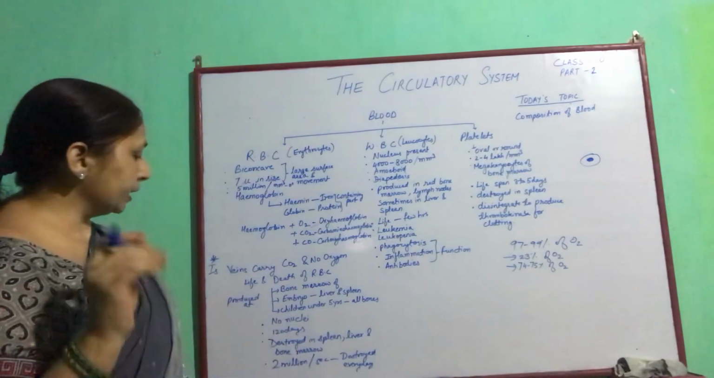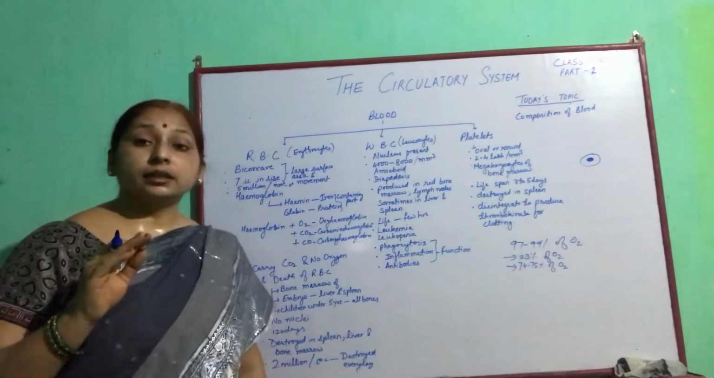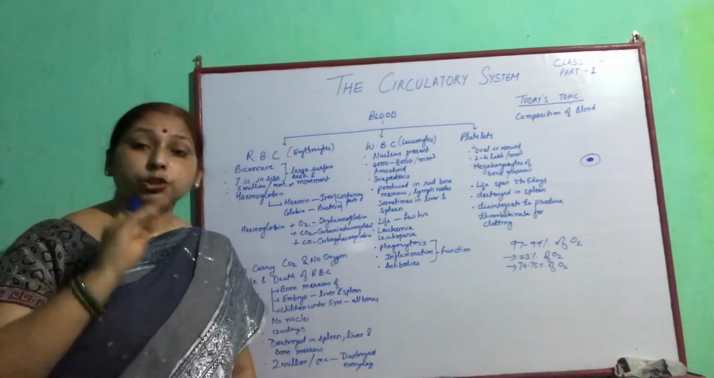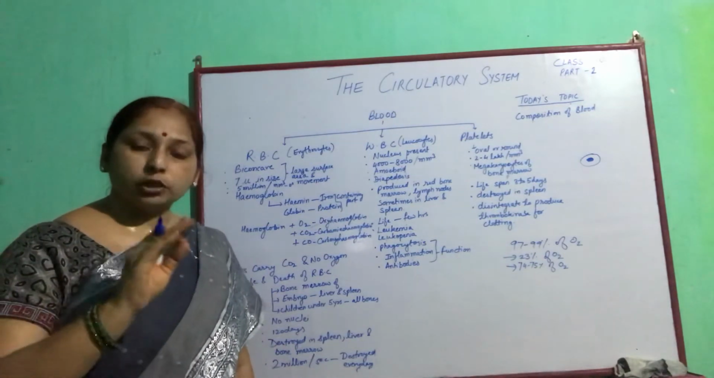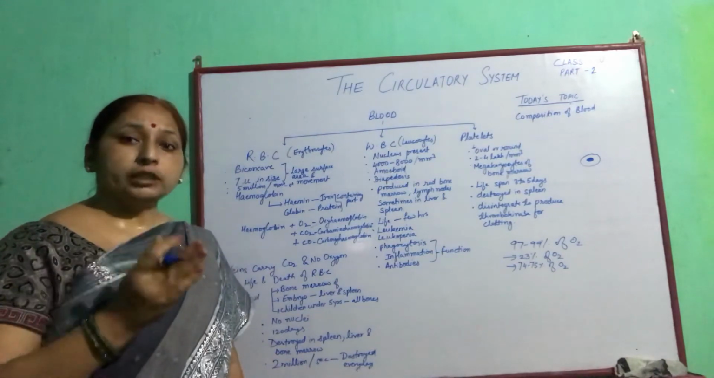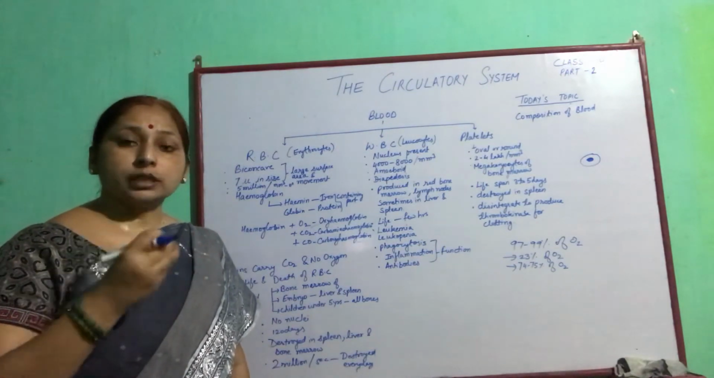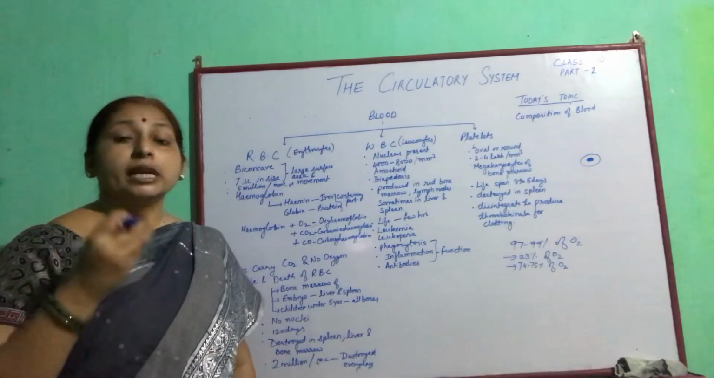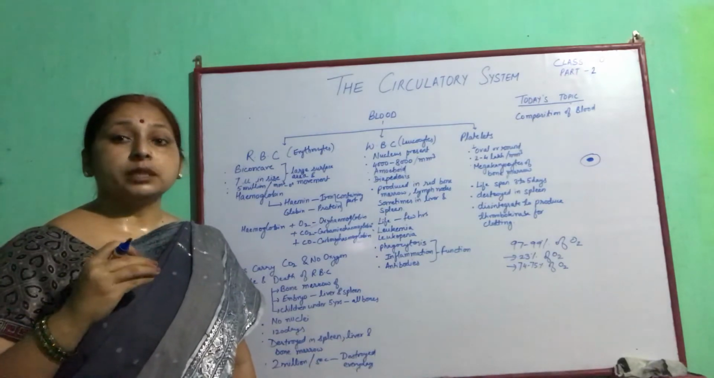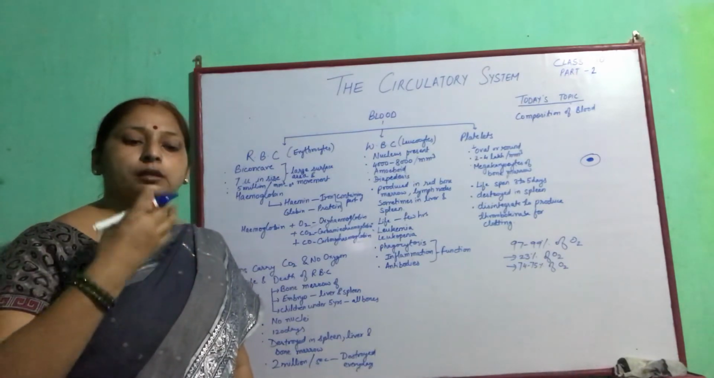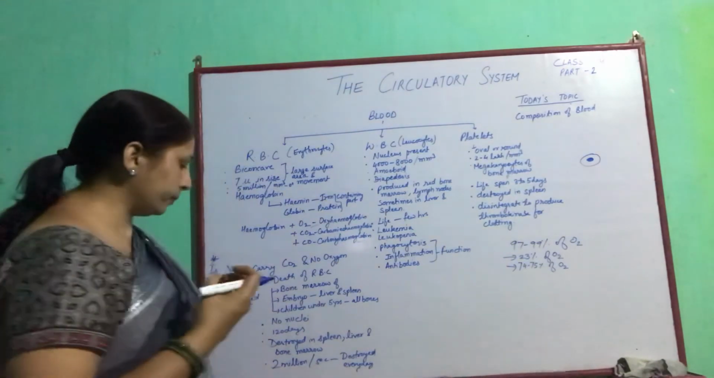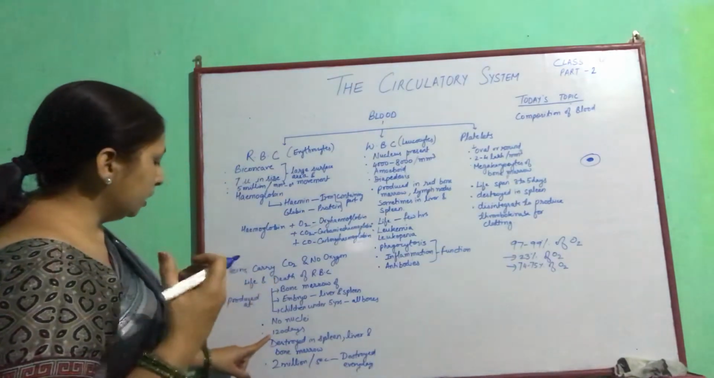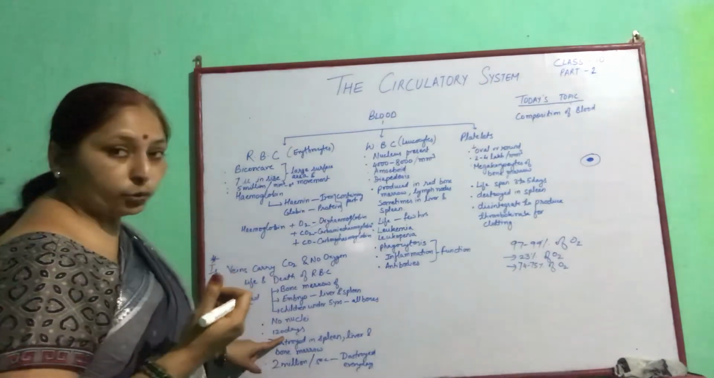A characteristic of RBC is that it has no nuclei. A mature RBC has no nuclei. When it is produced, a nucleus was present. During the process of maturation, the nucleus gets removed. Even the mitochondria are absent, just to create space for carrying the oxygen molecule. Then the lifespan is 120 days.